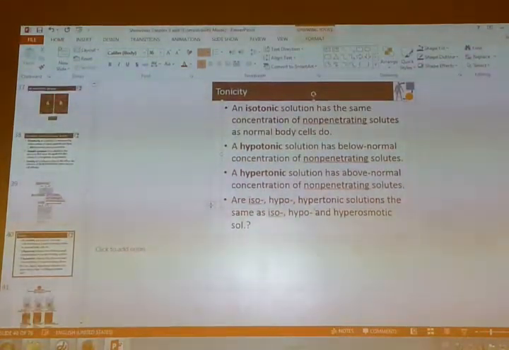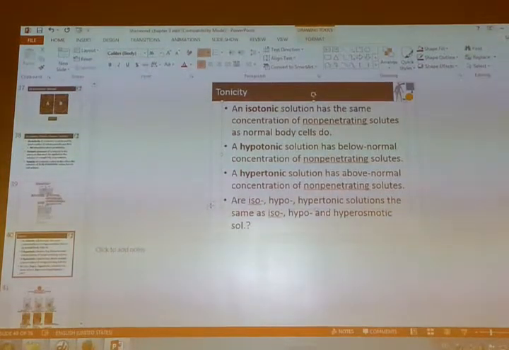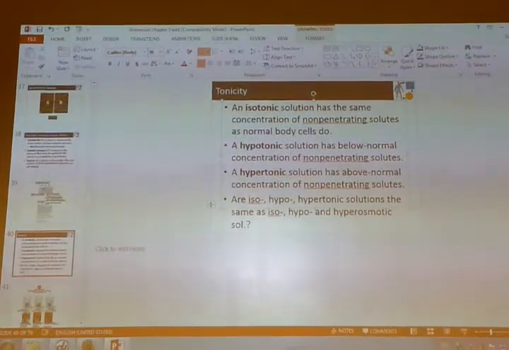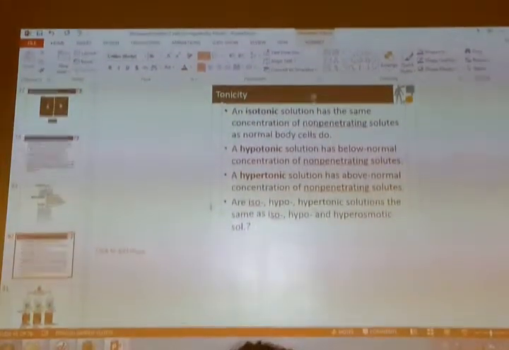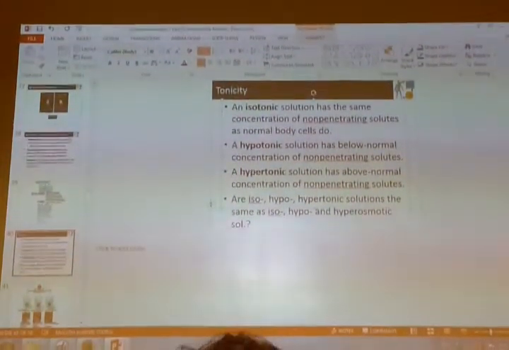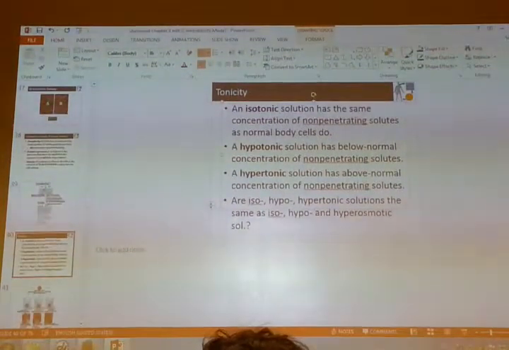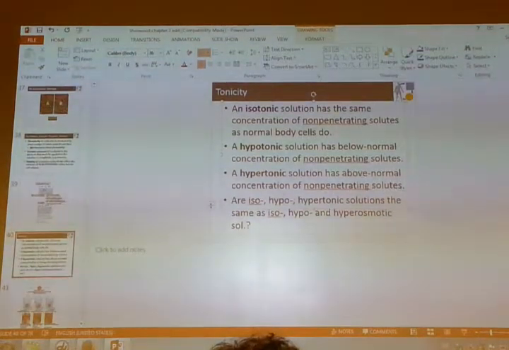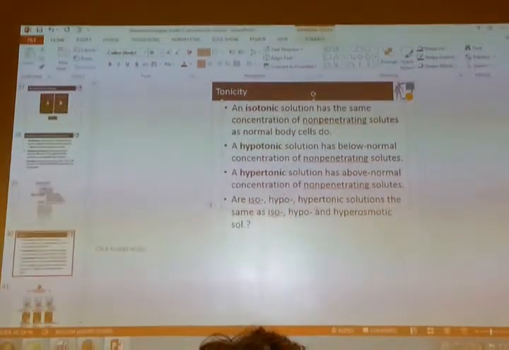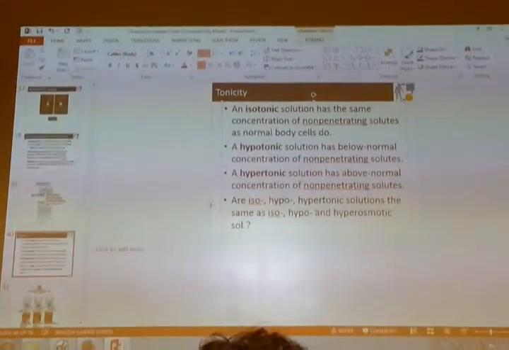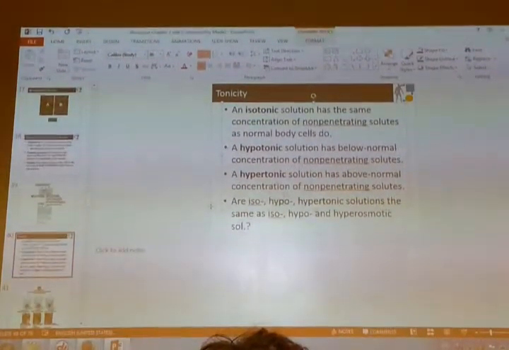Okay, iso, hypo, and hypertonic solutions, are they the same as iso, hypo, and hyperosmotic solutions? Might be, but you don't know. Which one don't you want to see on the bag? Osmotic, because you don't know about the permeability of the solute.